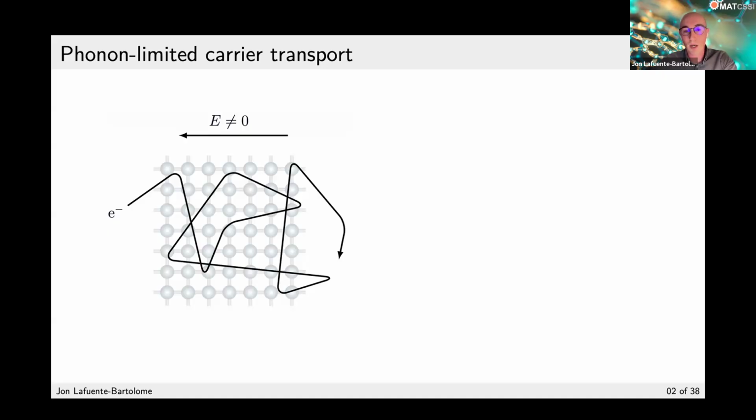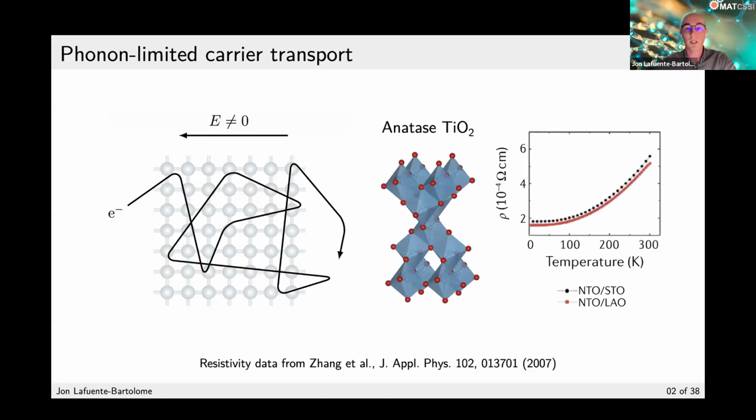But probably for the purposes of this lecture, the reciprocal effect is more interesting, and it's the effect that in most materials, the resistivity increases as we raise the temperature. Here, for example, I'm showing as an example anatase titanium dioxide. This is a material that is used in solar cells, photocatalysts, and in many other applications. And as you can see in the figure on the right here, the resistivity increases as the material heats up.